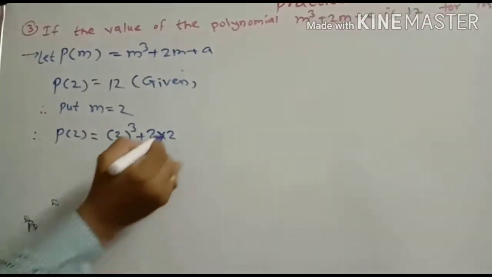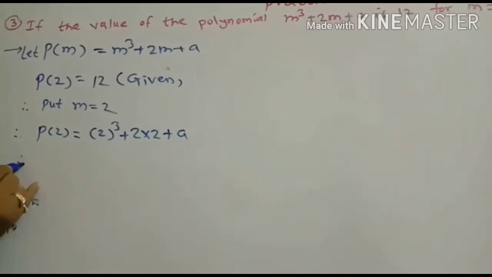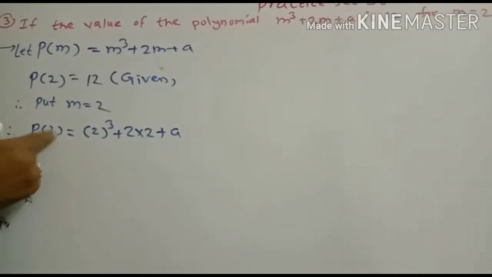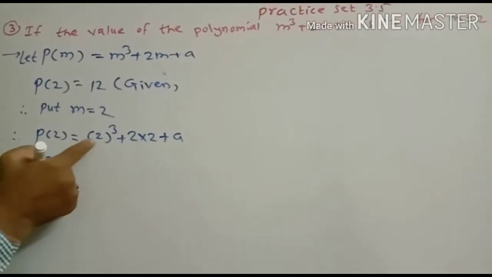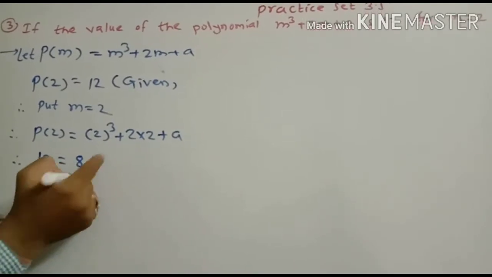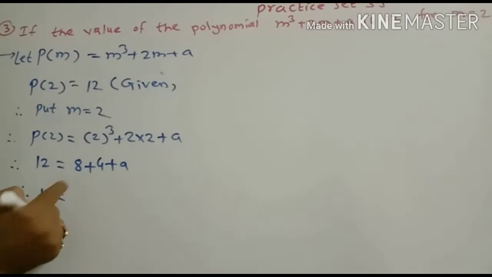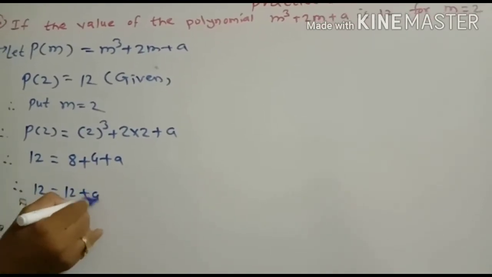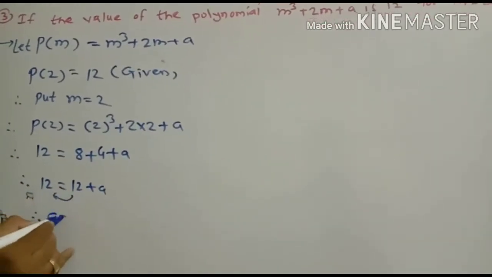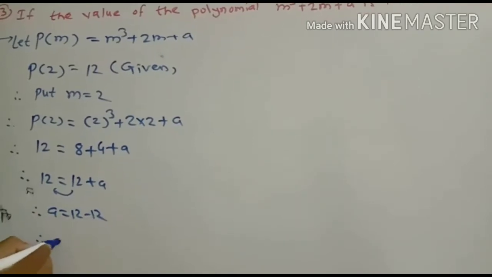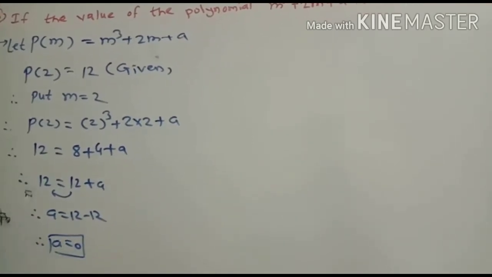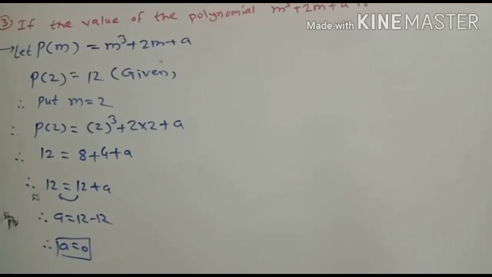2m, that is 2 into 2 plus a. P of 2 is given 12, so 12 is equal to cube of 2 is 8 plus 2 2s are 4 plus a. 12 is equal to 8 plus 4, 12, 12 plus a. Plus 12 gets converted to minus 12, 12 minus 12 is 0, and that is the value of a, which is 0.